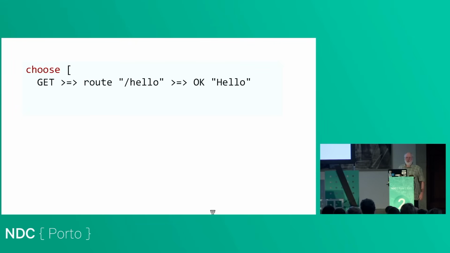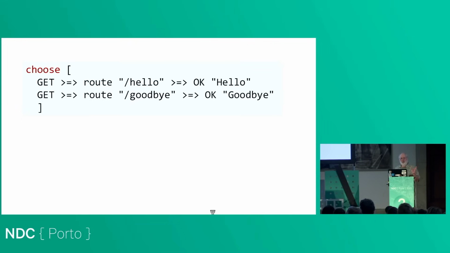So here's an example of a very simple web app. I've got the get combined with the route, combined with the OK, which is a 200. So if it matches get and it matches the route, then it's going to return OK, hello. If it doesn't match, the first one's going to fail. Now, if it matches get and it matches the route, and the route is goodbye, then it's going to return goodbye. So if that one succeeds, the whole thing will succeed. If none of these succeed, then the whole choose itself is going to fail. So there's a very, very tiny web app written using the pipeline approach. It's a very different way of writing a web app than you might normally write.